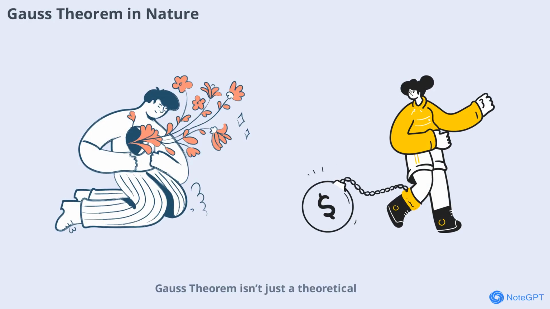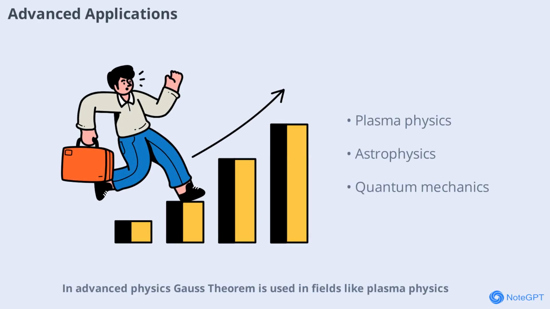Gauss theorem isn't just a theoretical tool, it describes real phenomena in nature. From the behavior of storms to the structure of atoms, the theorem's principles are at work all around us. In advanced physics, Gauss theorem is used in fields like plasma physics, astrophysics, and quantum mechanics. Its versatility makes it a cornerstone of scientific research and discovery.